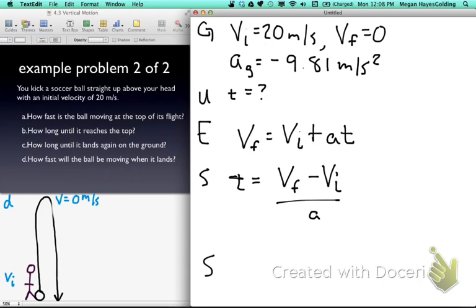So if the ball takes 2 seconds to reach the top of its trajectory, here's what's going on. We hit the top of our flight. 2 seconds. Here's a fact for you, though. The time to fall is the same as the time to rise. So if it took 2 seconds to get up to the top, it's going to take 2 seconds to get down to the bottom.